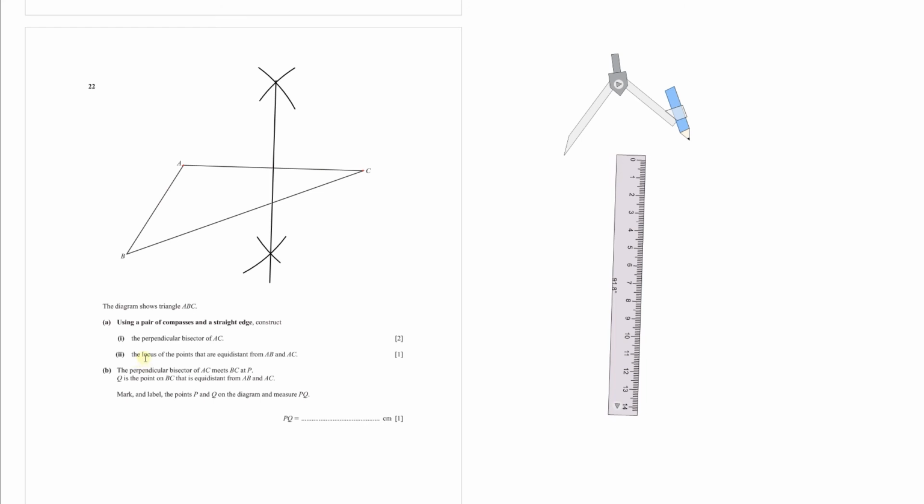The next part is the locus of points that are equidistant from AB and AC. So you have this line AB and this line AC. That means we have to draw the angle bisector of this angle BAC. So let me bring my compass and place it at this point A. Now you can open it to any arbitrary length and draw an arc for the two lines, line AB and line AC. So you have to draw an arc that goes from one line to the other.